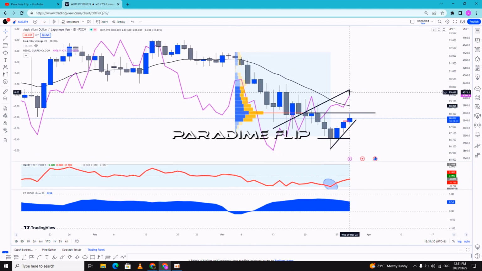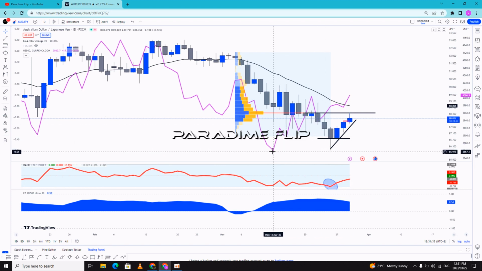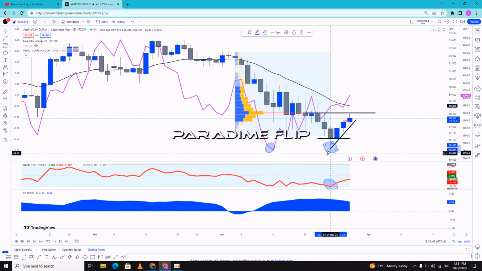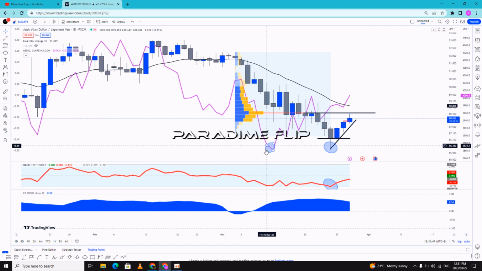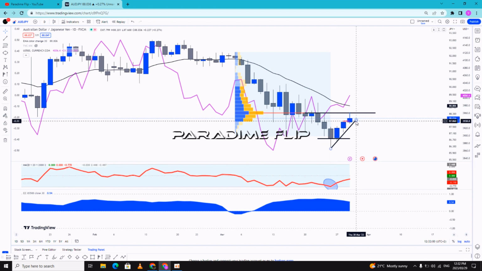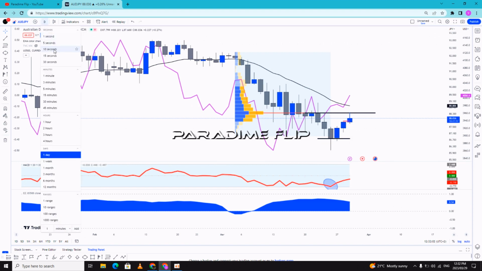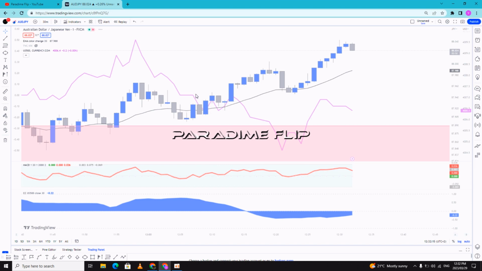You can see that the S&P 500 actually created a bottom before the Australian dollar JPY bottomed out. Therefore, the S&P 500 was a leading indication for the direction of the Australian dollar Japanese yen, and that's the power and importance of intermarket analysis. So we can go back to our lower time frame, the 30-minute chart.